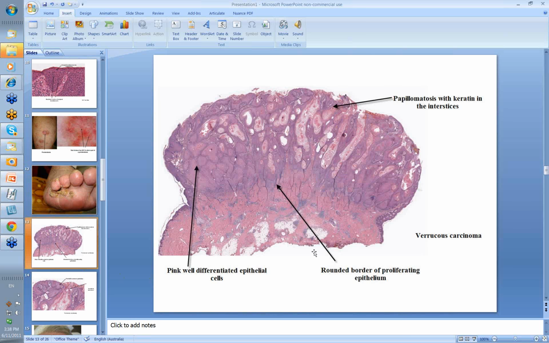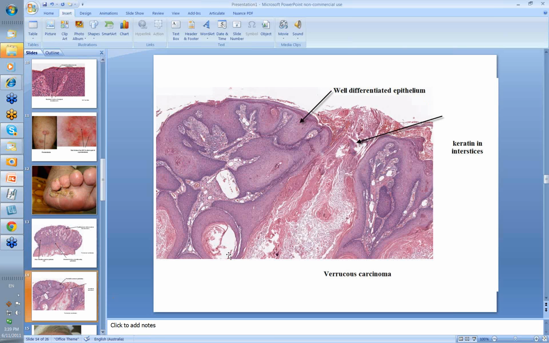If we look at the histopathology of this with a Verrucous carcinoma, you can see this marked papillomatosis. You've got quite a bit of proliferation of the epidermis here as well. The edges tend to be rounded at the base, and you've got pink, well-differentiated epithelial cells here. If you go in and look at these closely, there isn't the same degree of atypia as you would in fact see in Bowen's disease or in true invasive SCC.